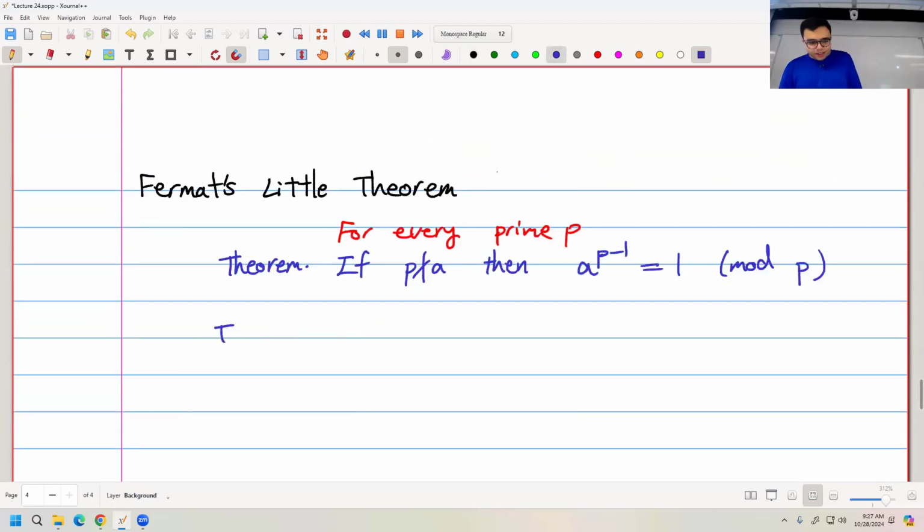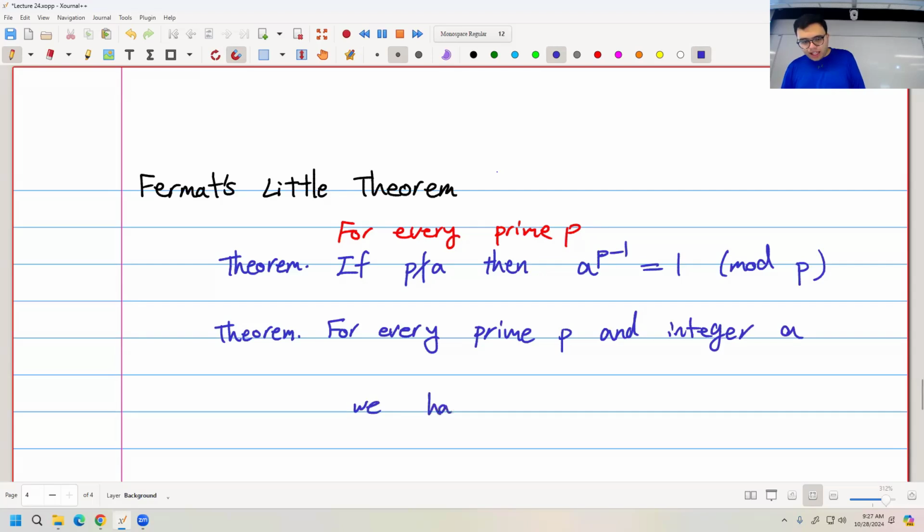I can say that for every prime p and every integer a, we have a to the power of p is congruent to a modulo p. This is the same thing, right?